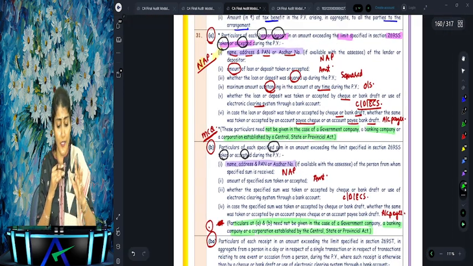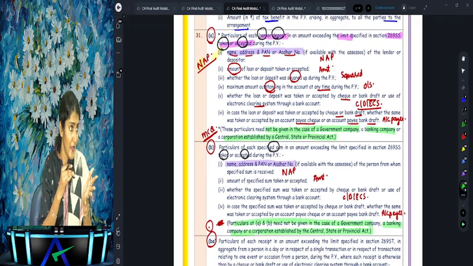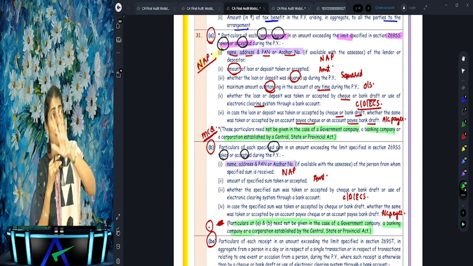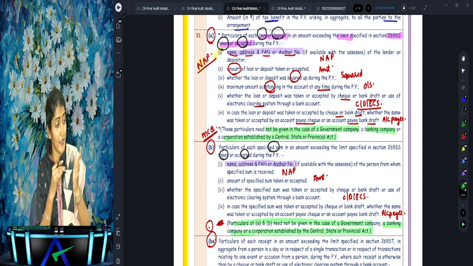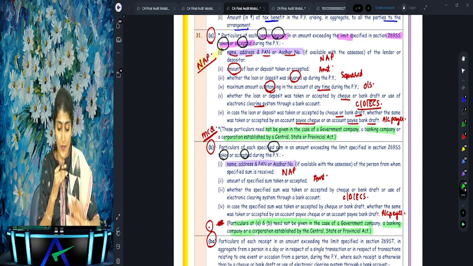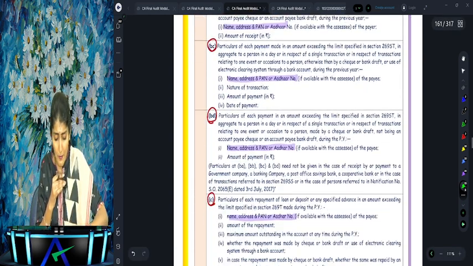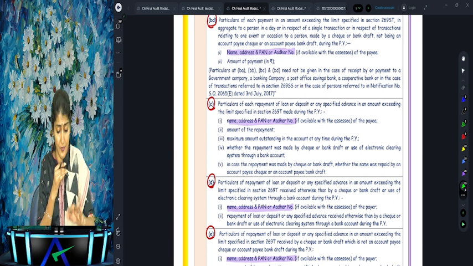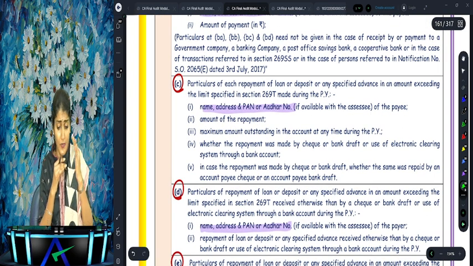So are you seeing 31A and B are quite similar? 31A talks about loan or deposit accepted or taken, and 31B talks about specified sum taken or accepted. Is it clear to everyone? BA, BB, BC, BD, we'll come to that later. First, let us finish with the CDE.